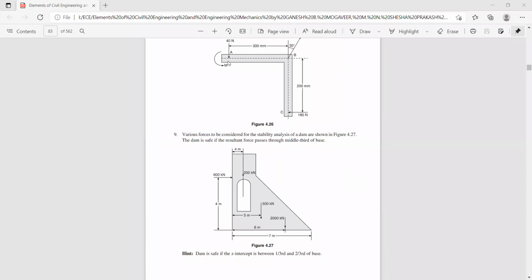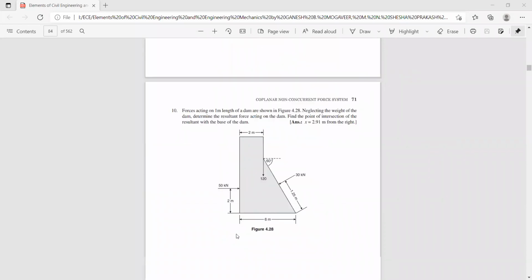Okay, I will continue the class tomorrow. We have one more problem like this. It is also a typical dam structure. So tomorrow we shall take up these two problems. So I'll be ending this session.